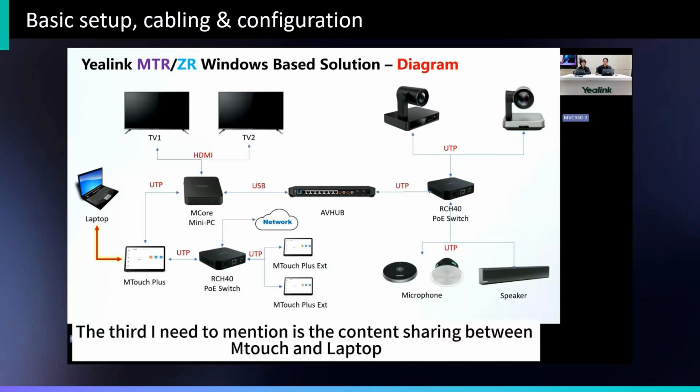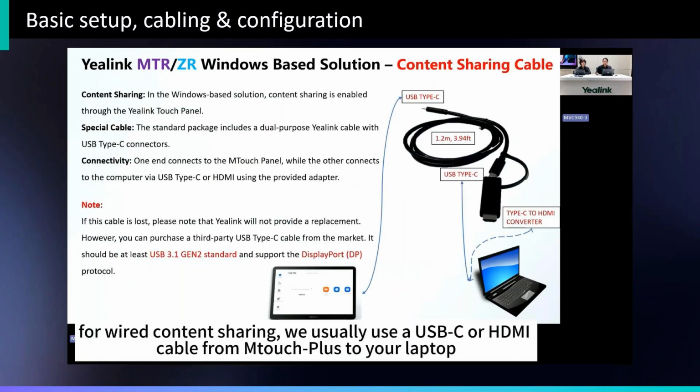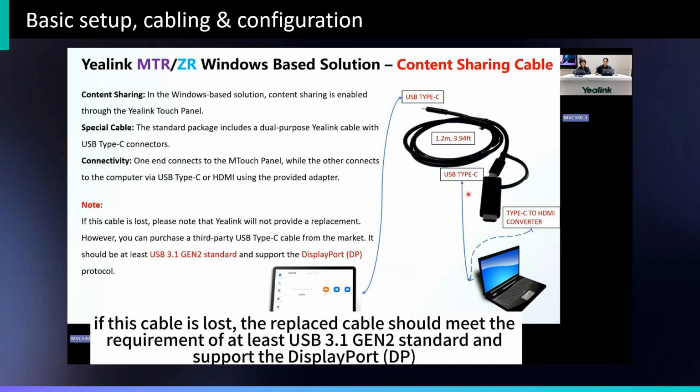The third I need to mention is the content sharing between MTouch and the laptop. For wired content sharing, we usually use a USB-C or HDMI cable from MTouch Plus to your laptop. If this cable is lost, the replaced cable should meet the requirement of at least the USB 3.1 Gen 2 standard and support the DP protocol.